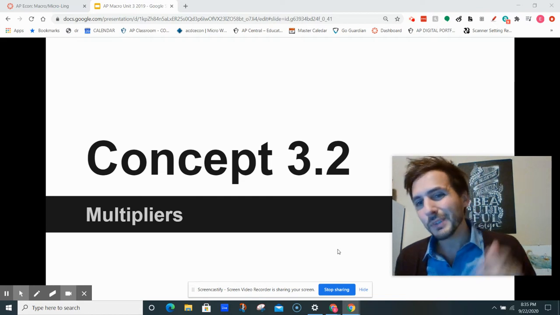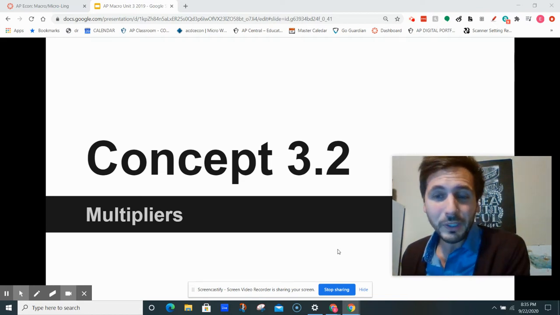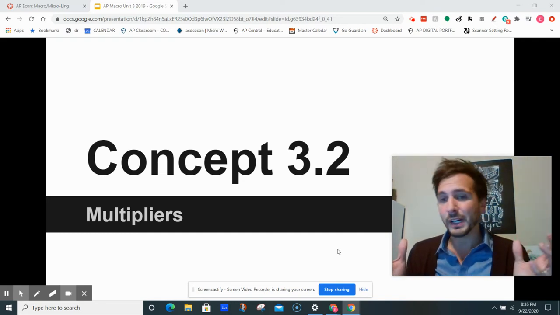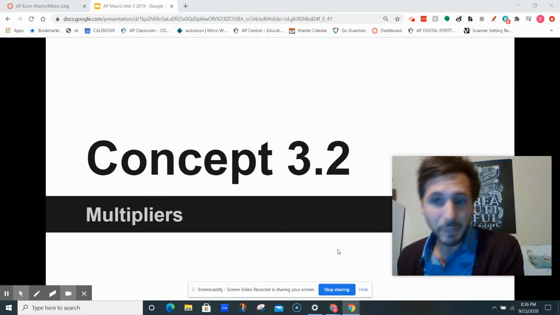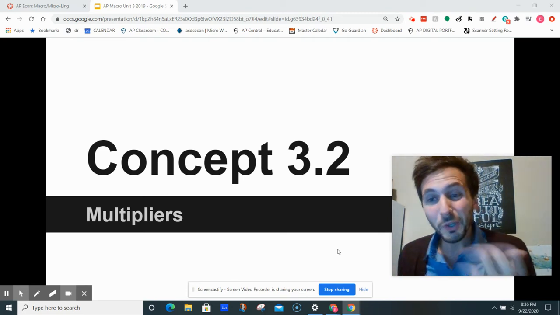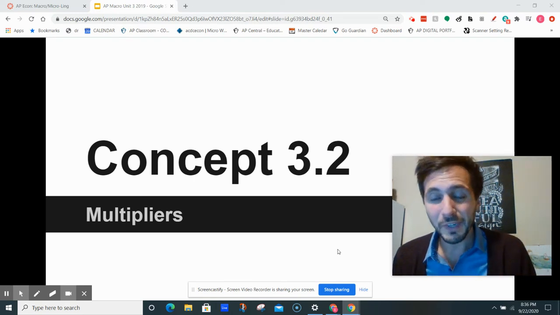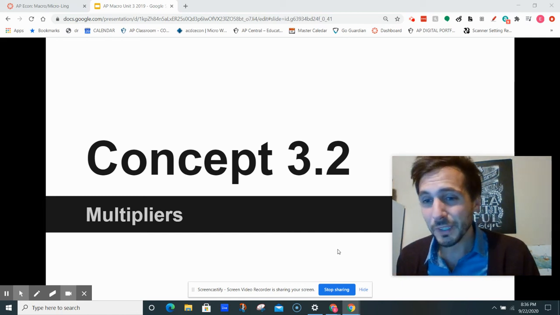So if the government puts $1 billion into the economy, it might have a $3 or $4 billion impact in the event that every dollar keeps being spent. People don't save all of it, they keep spending it. And so we call that the multiplied effect. And we're going to explain that phenomenon using marginal propensity to consume and marginal propensity to save.